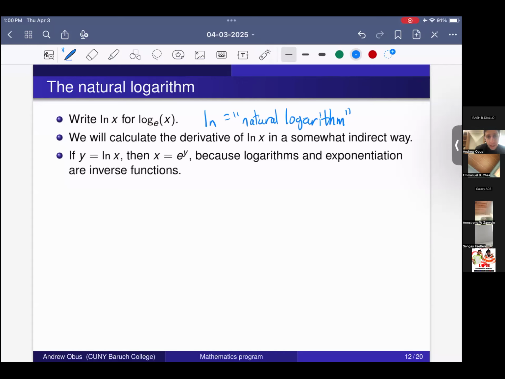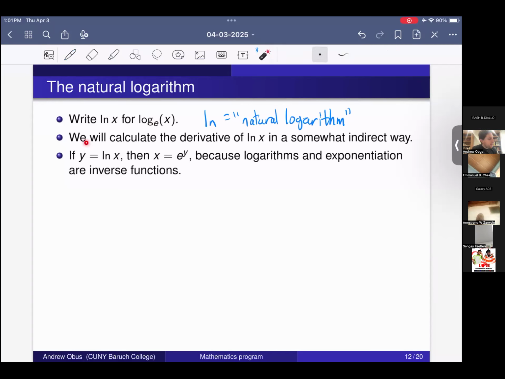Well, again, we don't have a rule that lets us calculate the derivative of ln of x. We can't use the product rule or the quotient rule or anything like that. So we're going to do a different approach. You could try going from first principles, but first principles to calculate the derivative of ln of x is actually pretty hard. So here's what we're going to do instead.